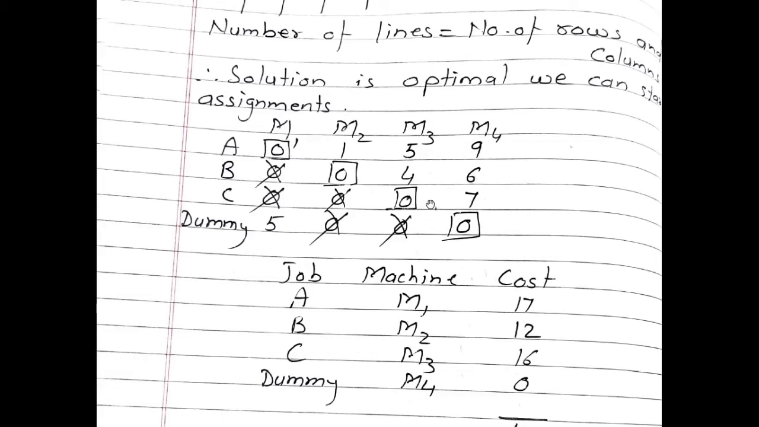The M3 column also. If you mark this 0, we have to cross this 0 and this 0 also. So definitely there is only one 0 in this column. So we will have to mark this, and we will have to mark this also.